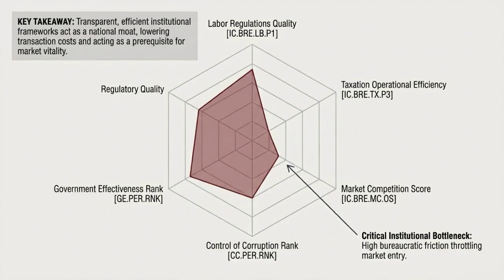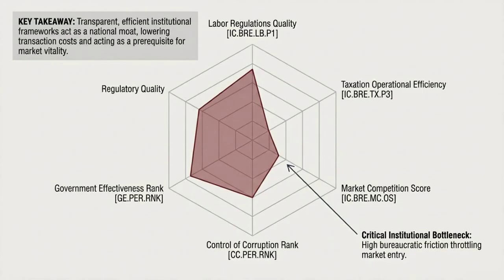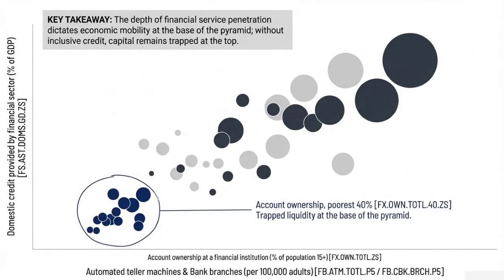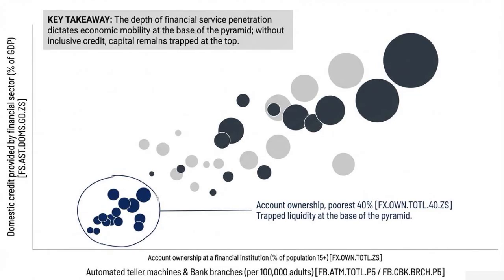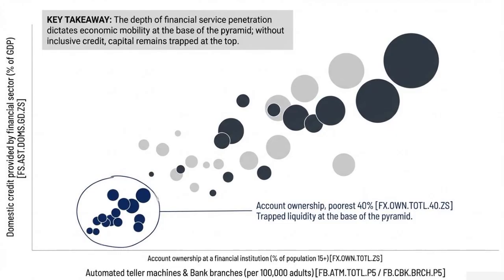If a market is plagued by corruption, the transaction costs become so high that they kill market vitality before it even sparks. Legitimate businesses just cannot compete with businesses that simply bribe their way out of safety regulations or tax obligations. So if the government institutions are the load-bearing walls of this architecture, the financial system is the internal plumbing. It's how resources actually move through the building. That's a great way to put it.